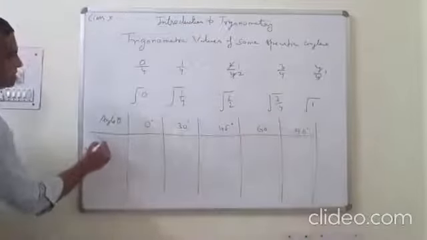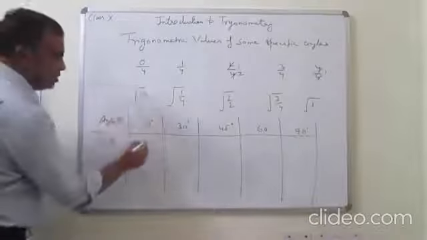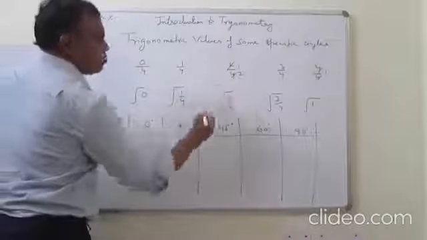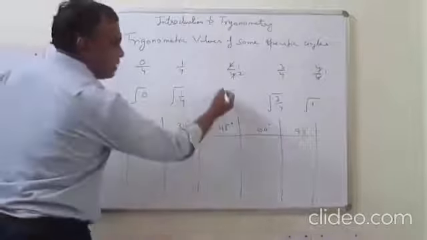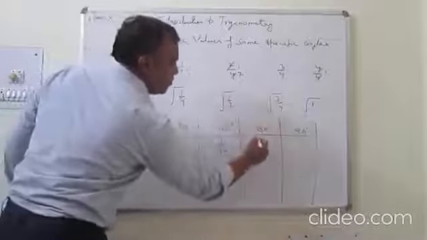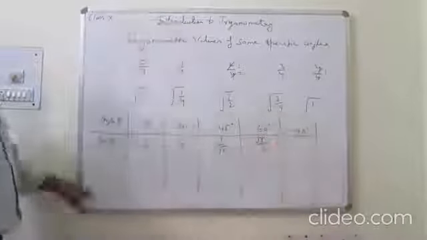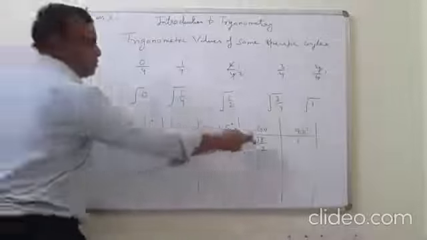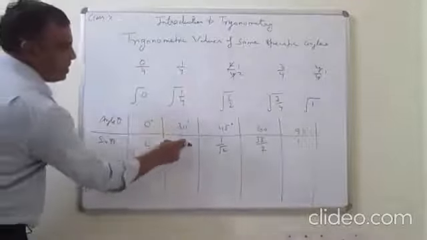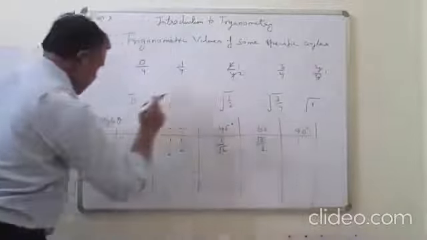Our first row is sine theta. What is the value of square root of 0? It is 0. What is the square root of 1 by 4? It is 1 by 2. What is the square root of 1 upon 2? The root of 1 is 1, and the root of 2 is root 2. Square root of 3 upon 4 is root 3 upon 2. Square root of 1 is 1. You see that the value of sine lies between 0 and 1. Now, sine 0 is 0, sine 30 is 1 by 2, sine 45 is 1 by root 2, sine 60 is root 3 by 2, sine 90 is 1.